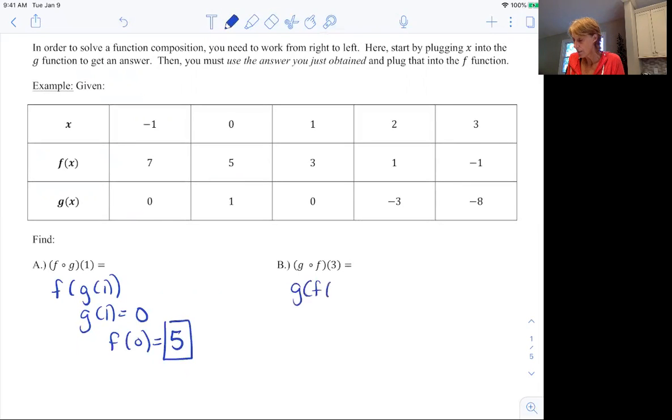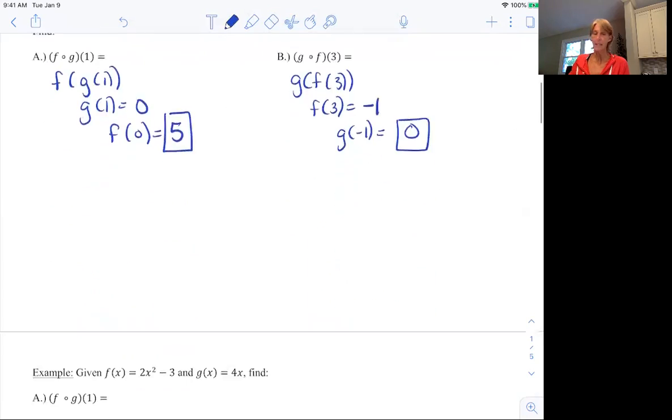Next, g of f of 3. I might do this one a little bit quicker. So f of 3, again going to your table, I go over to the 3 of my x's, go to my function f, and f of 3 is -1. Now I'm going to take -1 and plug it into g, and g of -1 is 0. Not everything is going to stay this easy though.